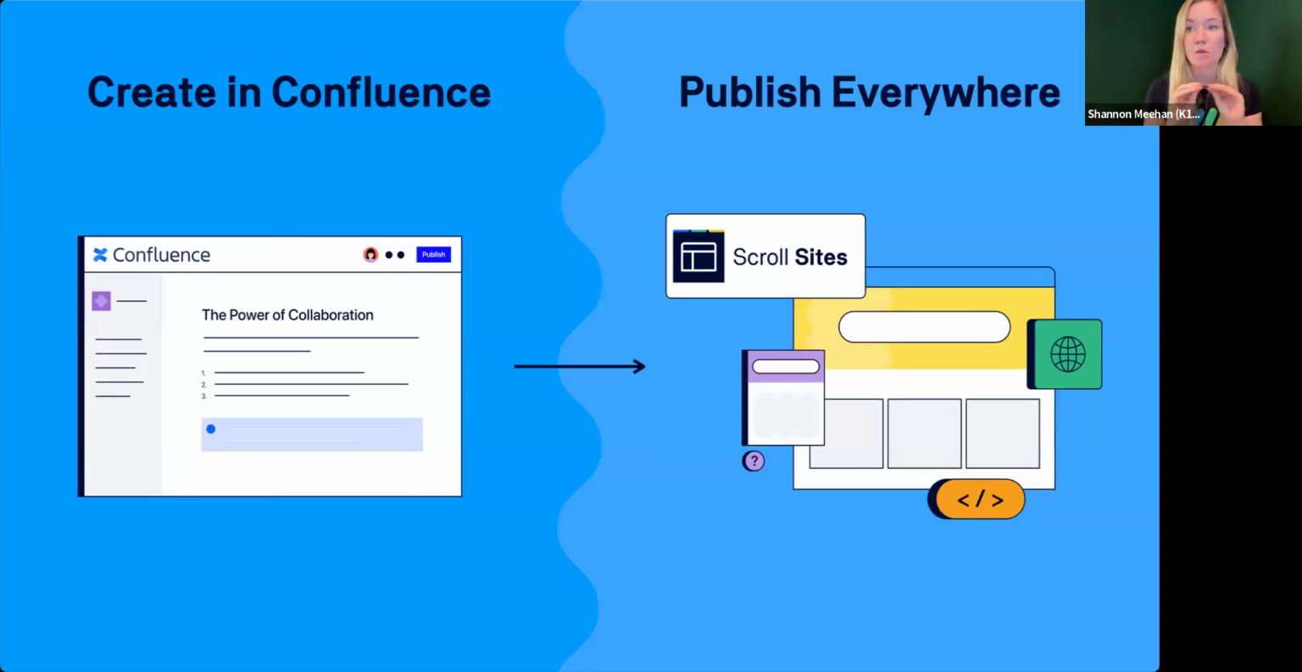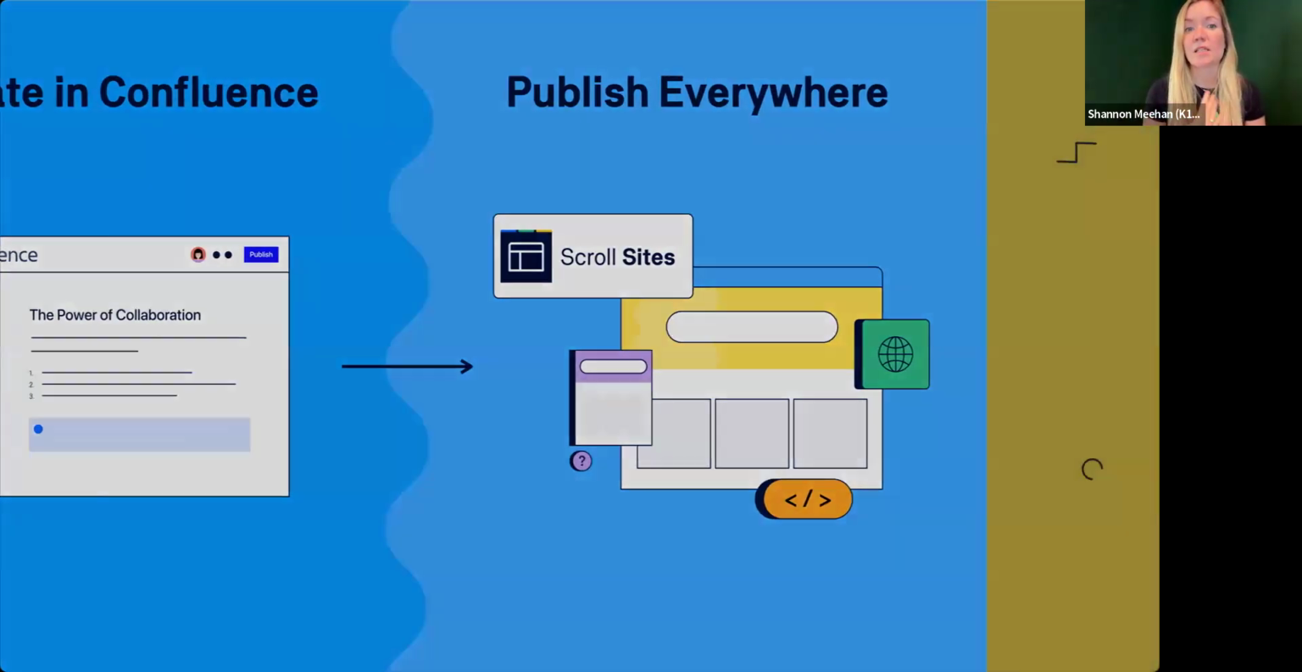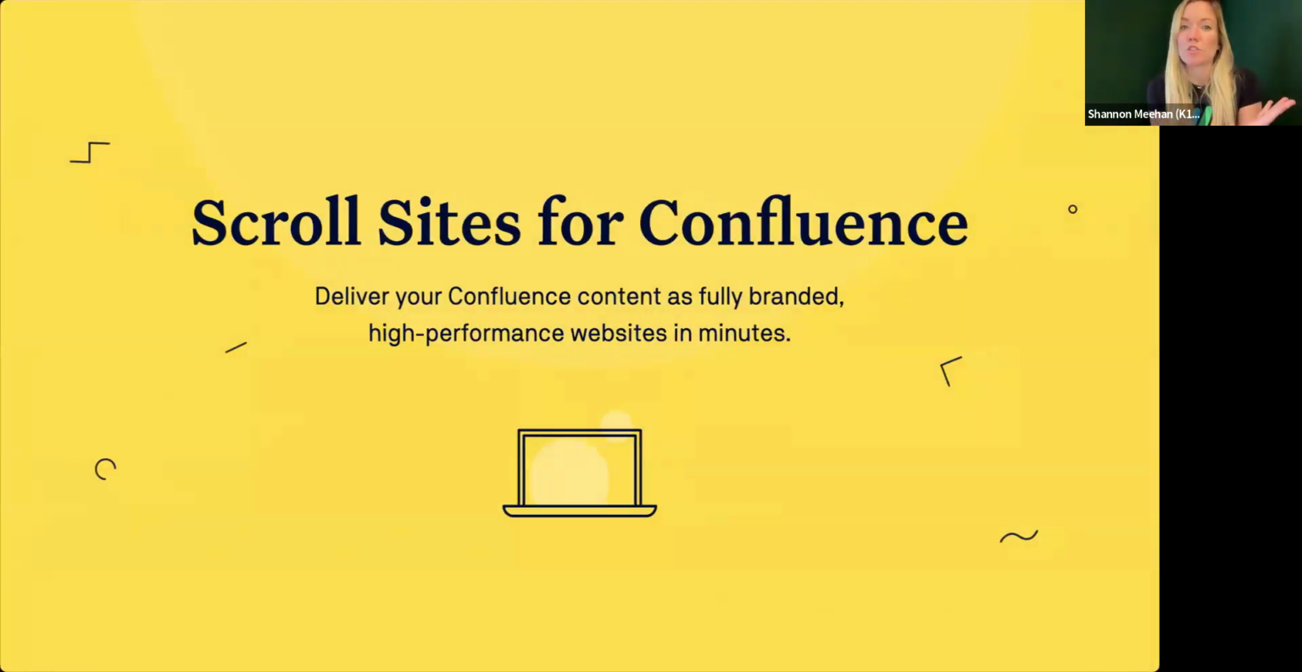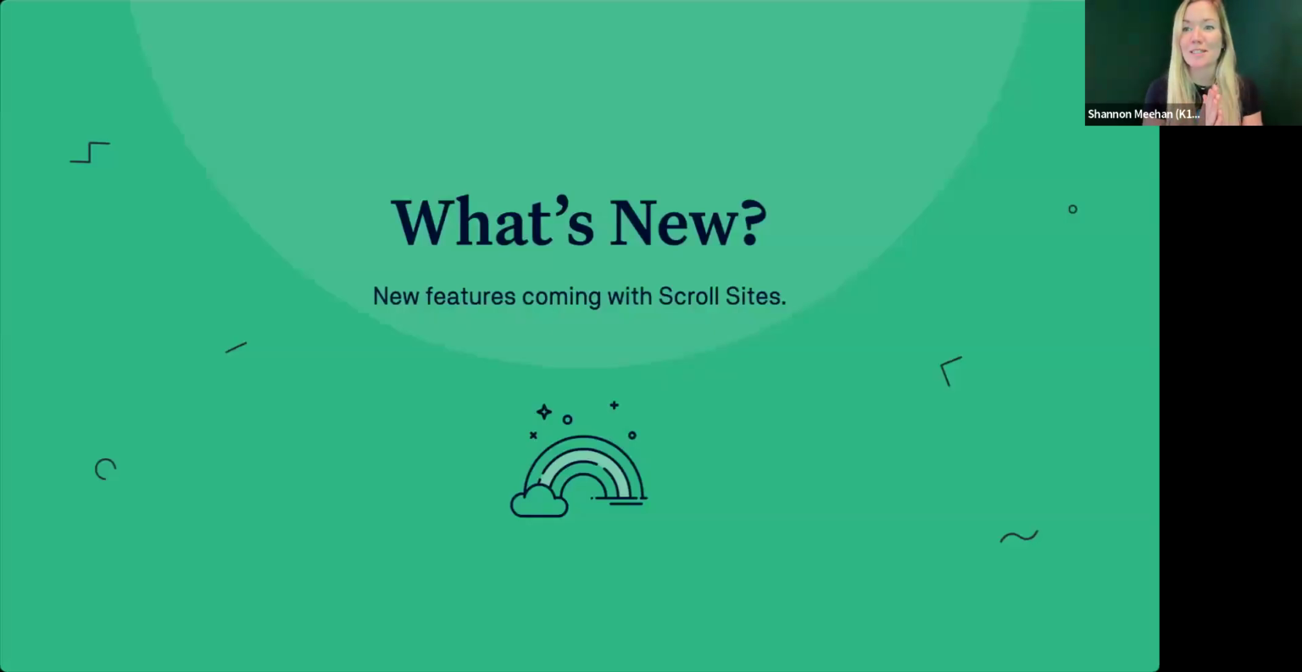And Scroll Sites, it's a completely fresh start. We really built it to remove some of the limitations that we had with Scroll Viewport, and we want to introduce a number of new capabilities, offer more flexibility for users like you, especially when it comes to customization and to theming. So with Scroll Sites, you'll be able to deliver your Confluence content as branded, high-performance websites in minutes. But what does that mean exactly?